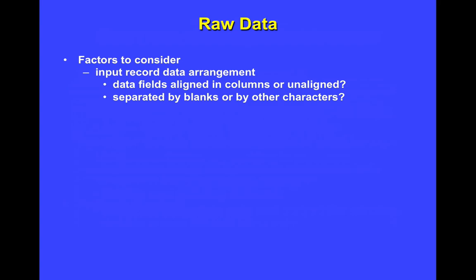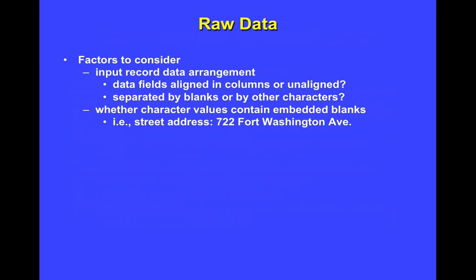So there are also a few other factors to consider as you're doing this. One important thing is to be thinking about the input record data arrangement. Generally speaking, the data will be arranged so that either each variable is aligned in columns, or the data held by each variable will be separated by blanks or some other character, like a comma. And I'll show some more intuitive examples as we move forward.